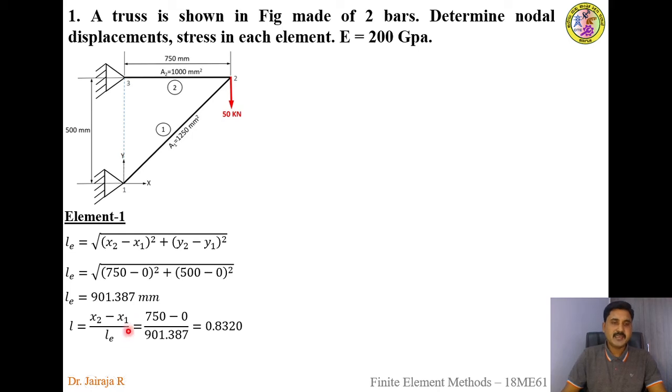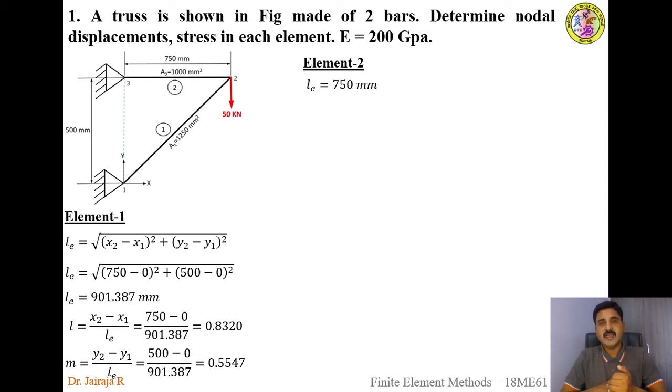Similarly, direction cosines for element 1 can be calculated. Small l is equal to x2 minus x1 divided by L, the length of the first element. So x2 is 750, minus x1 which is 0, divided by the length of the first element, 901.387. So small l for the first element is 0.8320. Similarly, the m direction cosine is y2 minus y1 divided by the length of the first element. y2 is 500, y1 is 0. Here the length of the element is 901.387. So small m is equal to 0.5547.